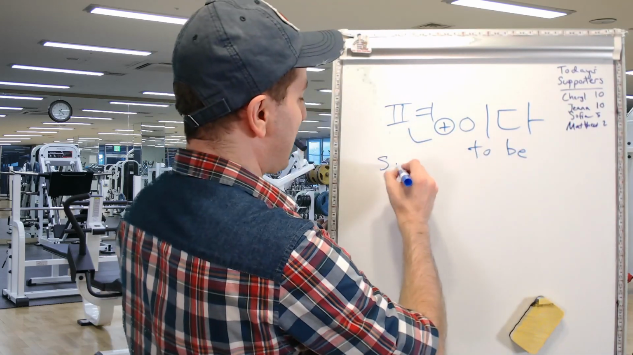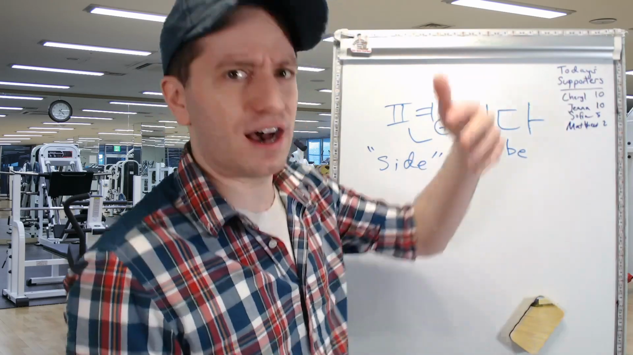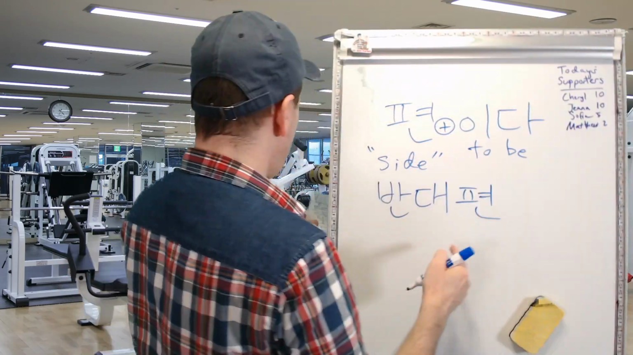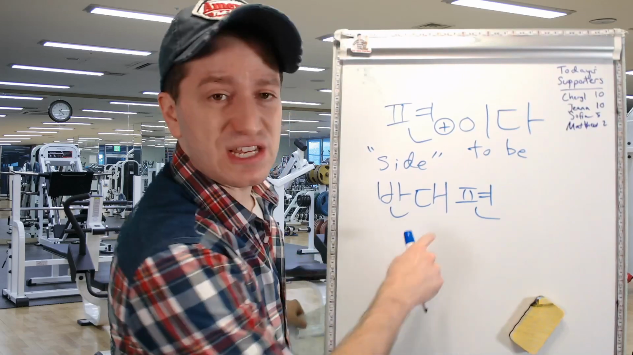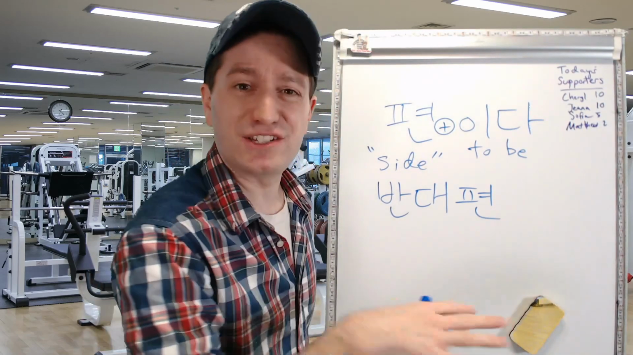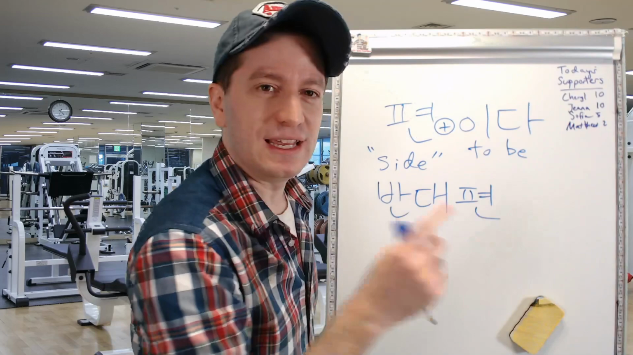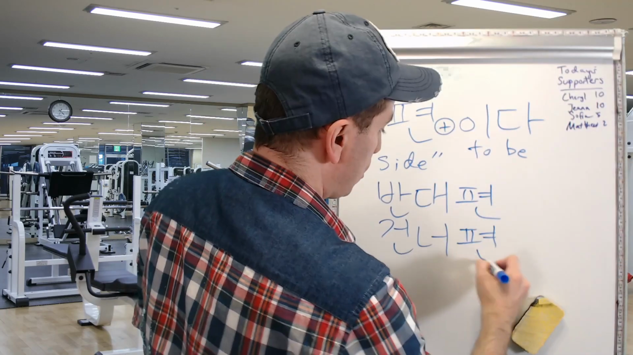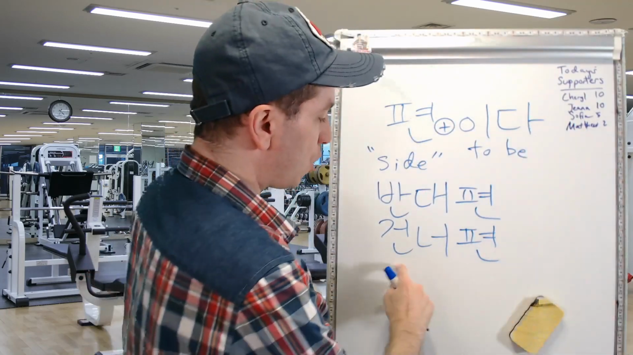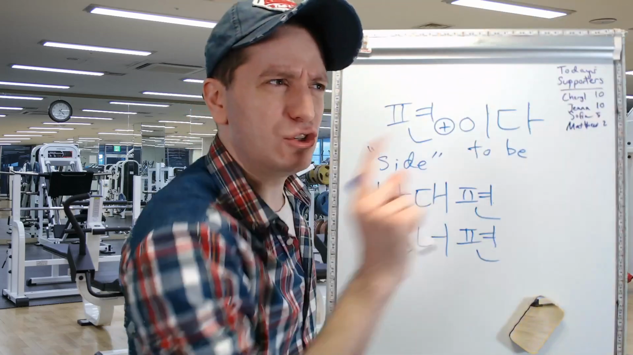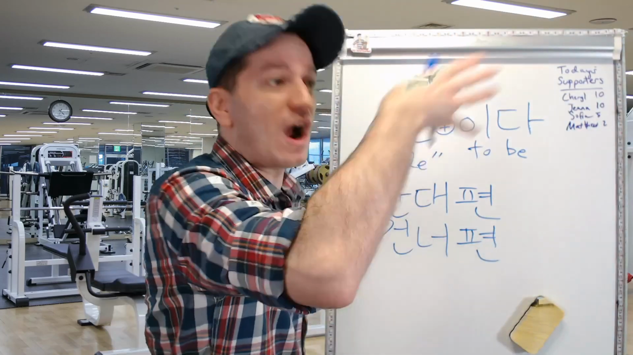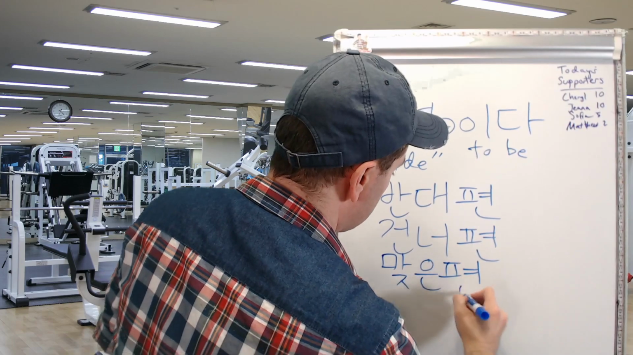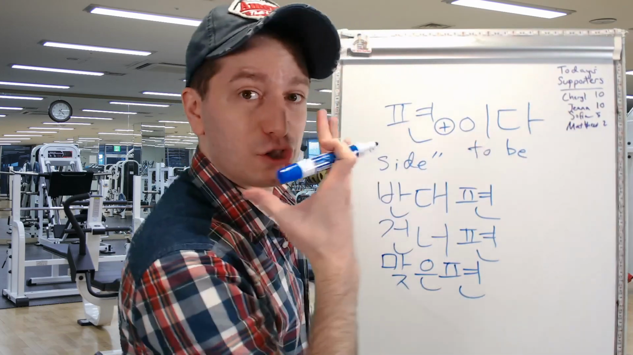편 means a side. Right side, left side, other side. I'm on your side. 반대편. 반대 means opposite. 반대하다 means to oppose. 반대편, the opposite side. 건너다 means to cross. 건너편 means the side that you get to when you cross something. So across from. 맞은편. 맞다 means to face, to look at each other.